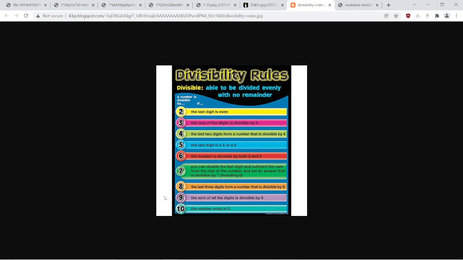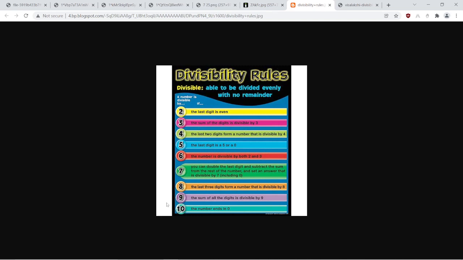What about the number 981? Is 981 divisible by 9? Well, we'll add it up. 9 plus 8 is 17. 17 plus 1 is 18. 18 is divisible by 9. Or you could just go further. When you have 18, 1 plus 8 equals 9. That's divisible by 9.